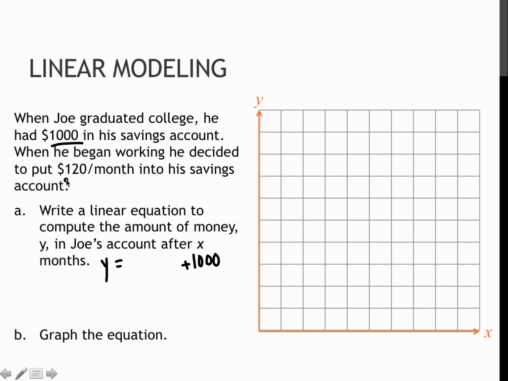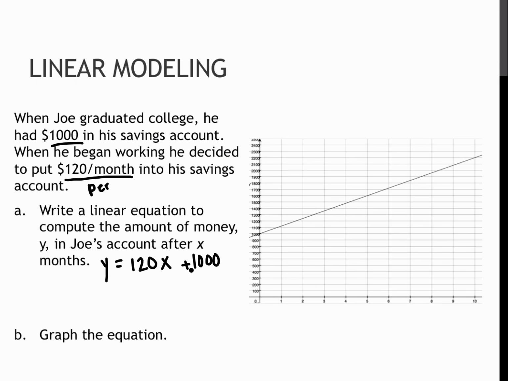He's going to put in $120 per month. So whenever we see that per there, we know that's a multiplication thing. That's going to be our rate of change. And so our formula would look like this, which would be he started with 1,000, and then for every month, we're going to add $120. To graph that equation, it's going to look like this. So again, it's starting at the 1,000 here, and it's going up $120 every week, or sorry, every month.